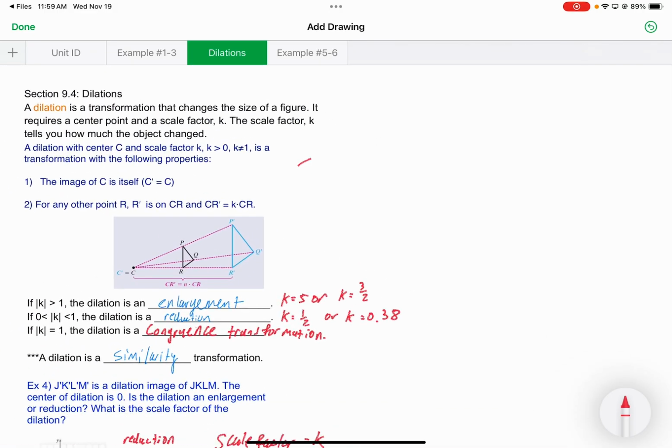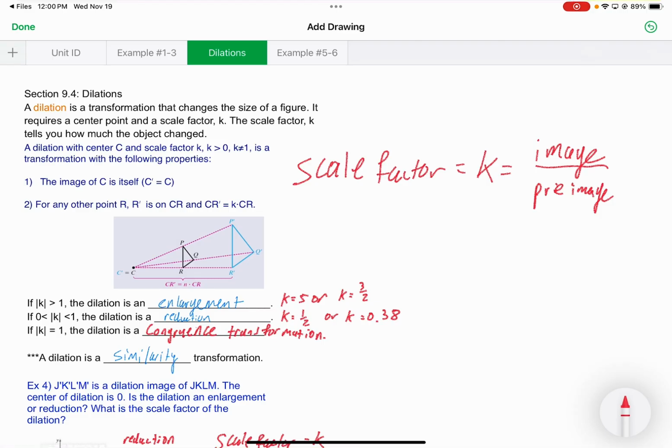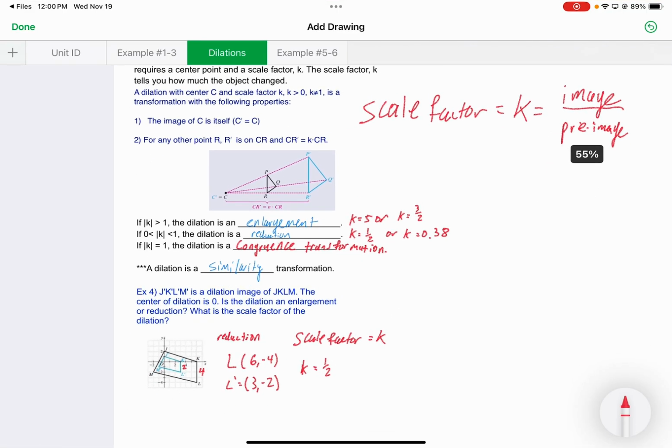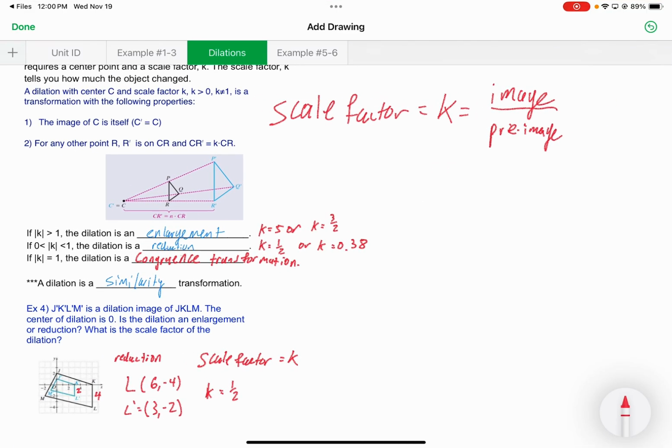Write this off to the side. Scale factor, so everyone write this off to the side, equals K, which is image divided by pre-image. I thought I messed up which one went on top, but I didn't. It's image divided by pre-image.